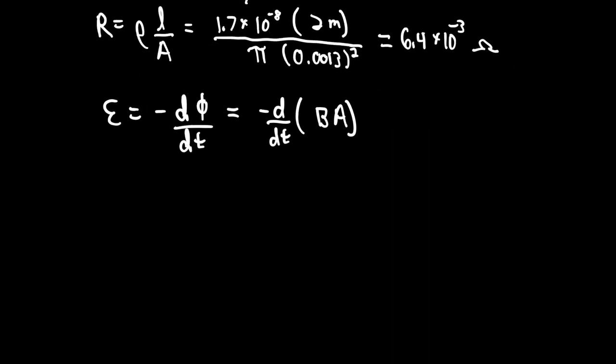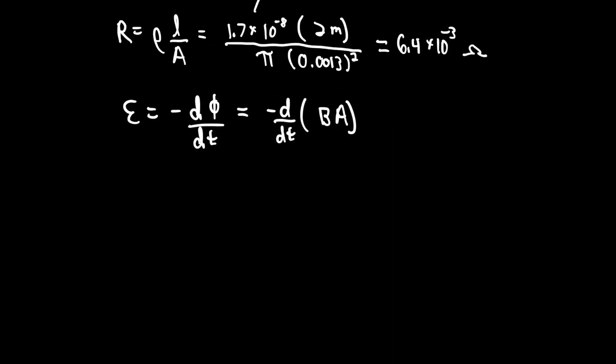Okay, so I gotta do the product rule. What do I get from the product rule? First, B times the derivative of the second plus the second times derivative of the first.